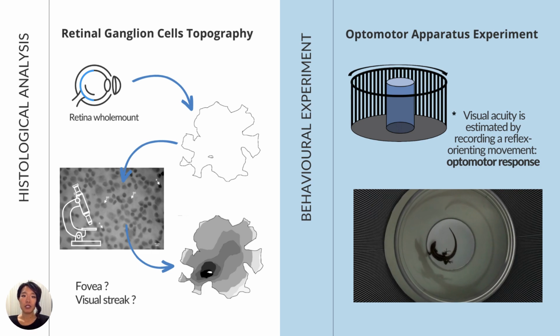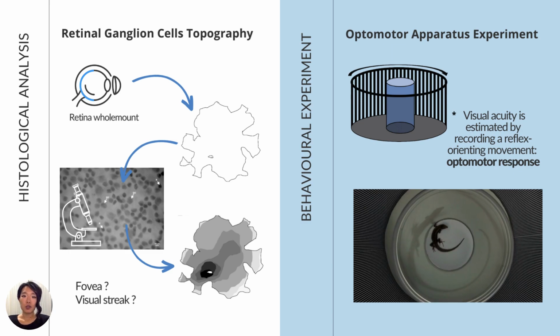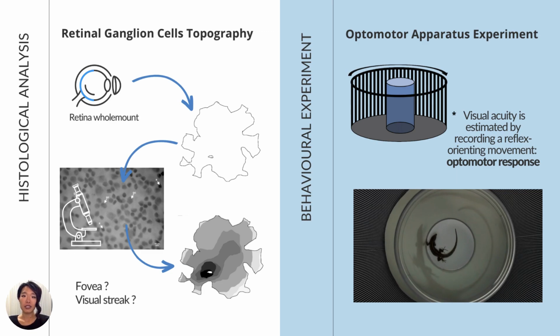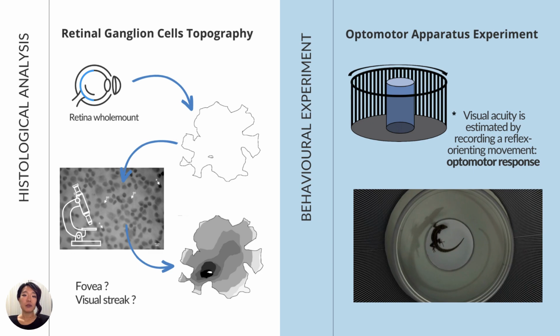Concerning our behavioral experiment, we've constructed an optomotor apparatus consisting of a rotating drum with black and white vertical stripes on its inner wall and in which we place the animal in its center. We changed the width of the stripes depending on the CPD we wanted to test, and by rotating, as you can see in the video below, this apparatus induces a reflex orienting movement called optomotor response, allowing us to estimate the visual acuity behaviorally.